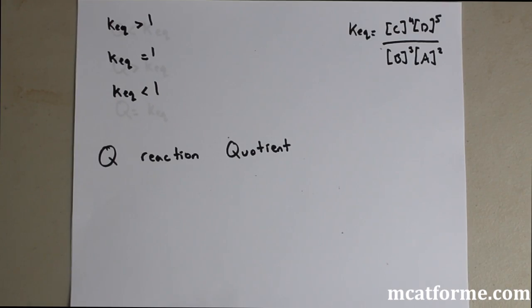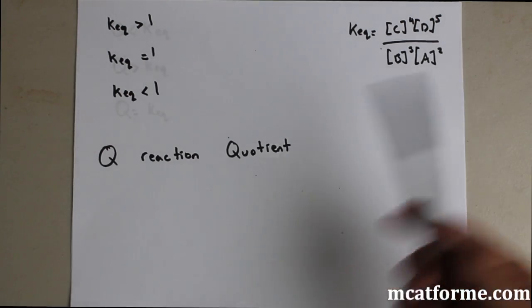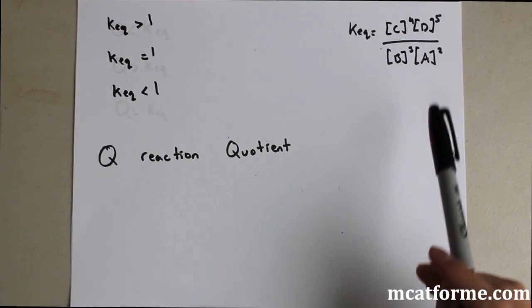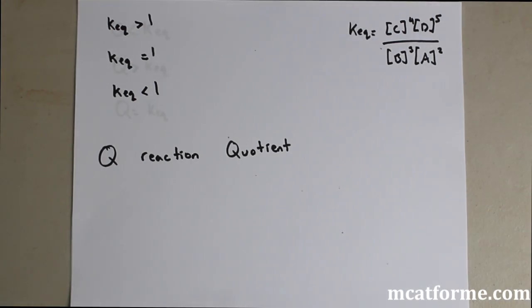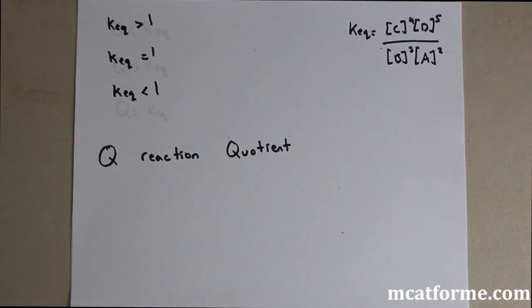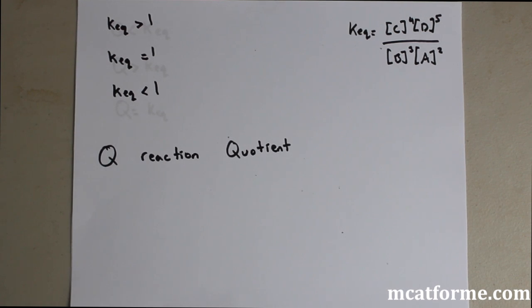Alright, so after we have been given this equation, we've been given this KEQ, and we solved for it based on our equation, they'll also give us the actual concentrations of A, B, C, and D. Once we have plugged in these values, we can solve for the actual value of KEQ. This KEQ value will be either greater than 1, equal to 1, or less than 1. So what do those each mean?